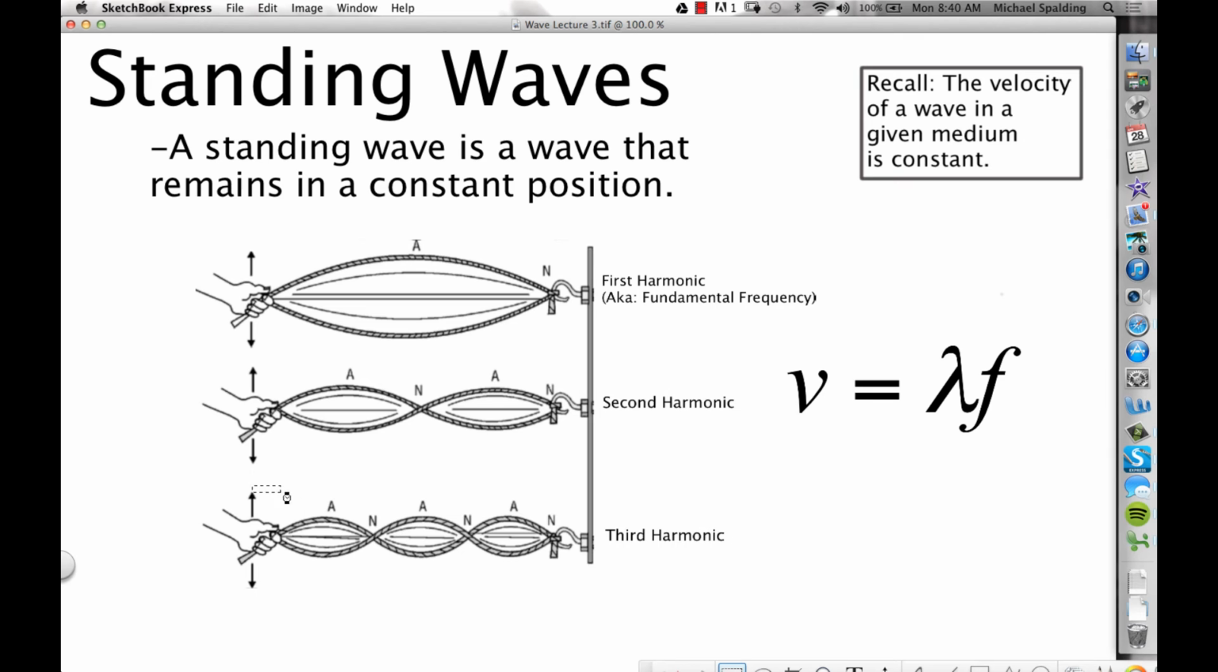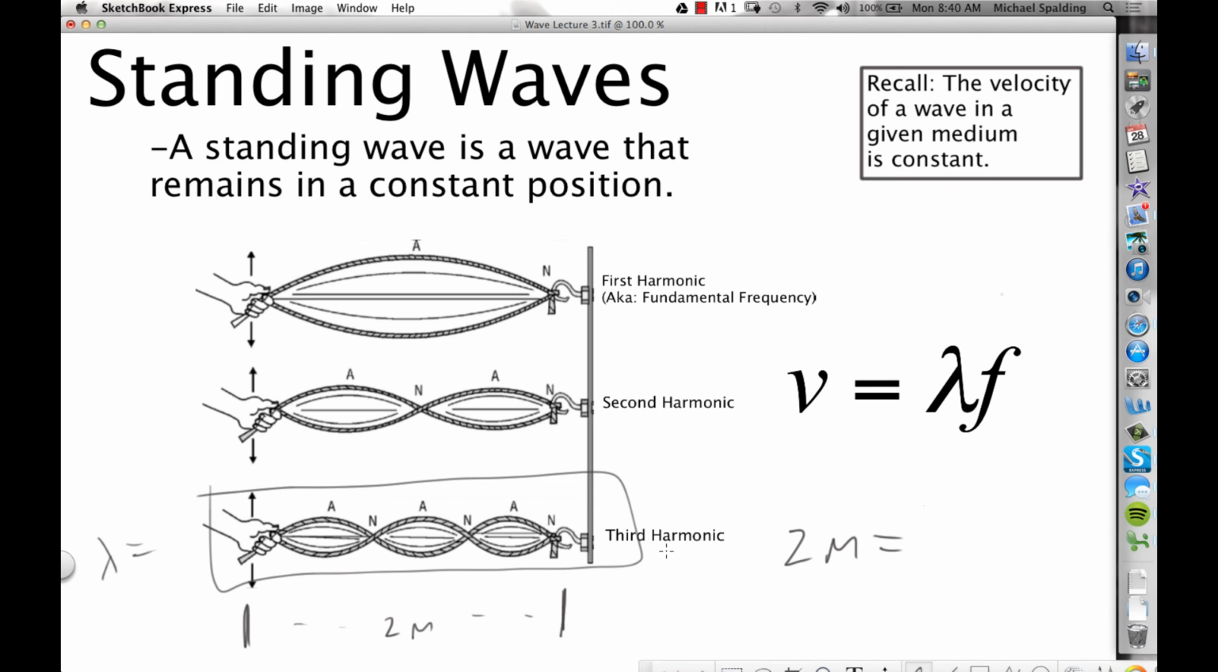Okay, let's do the wavelength. So this is 2 meters. Come on, Spaldo. Am I going too quick? 2 meters. All right. So what's the wavelength for this guy? Well, look, what's the 2 meters equal to for the third harmonic? How many wavelengths are from here to there?